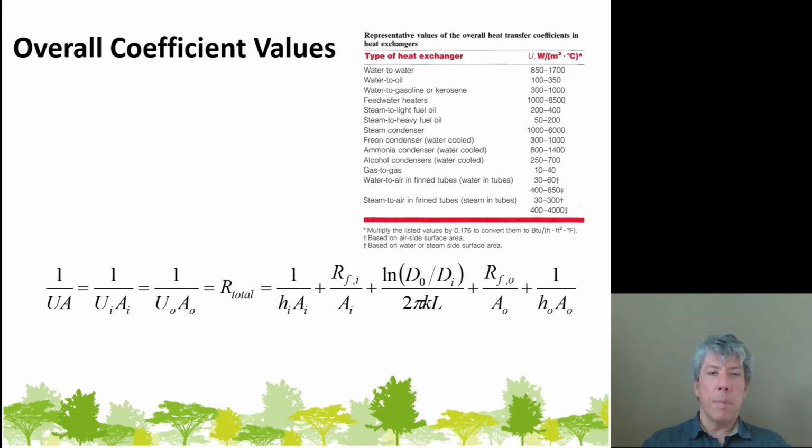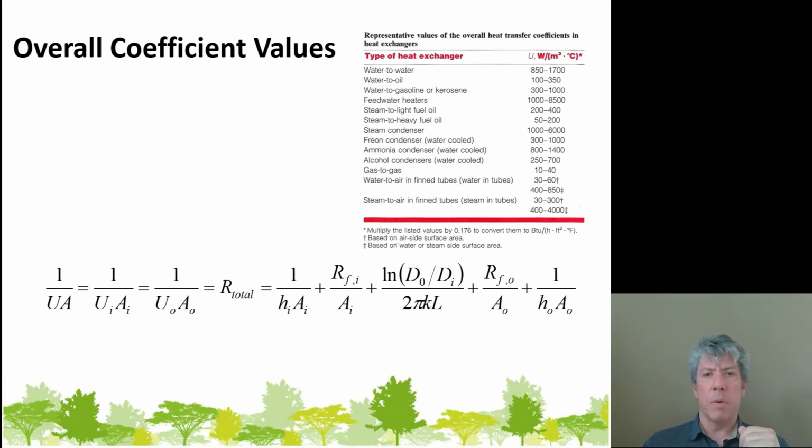Now here are some typical overall coefficient values for U. There's a table in your book, water to water, 850 to 1700 watts per square meter per degree Celsius. Now that makes sense that it's a fairly high overall heat transfer coefficient. It's two liquids exchanging heat. How about a steam condenser? Well, a steam condenser has an even higher heat transfer coefficient, or overall heat transfer coefficient.